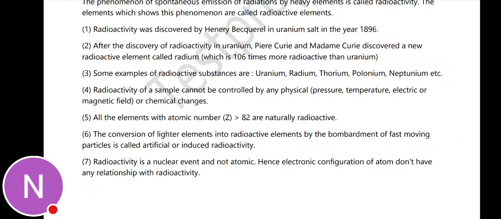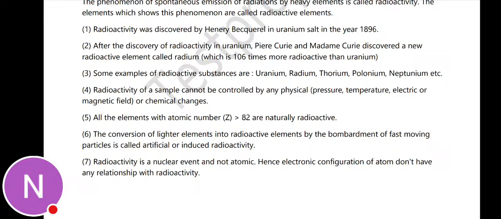Radioactivity was discovered by the scientist Henri Becquerel in uranium salt in the year 1896. After the discovery of radioactivity in uranium, Pierre Curie and Madame Curie discovered a radioactive element called radium, which is 10^6 times more radioactive than uranium. Some examples of radioactive substances are uranium, radium, thorium, polonium, and neptunium, and many more.